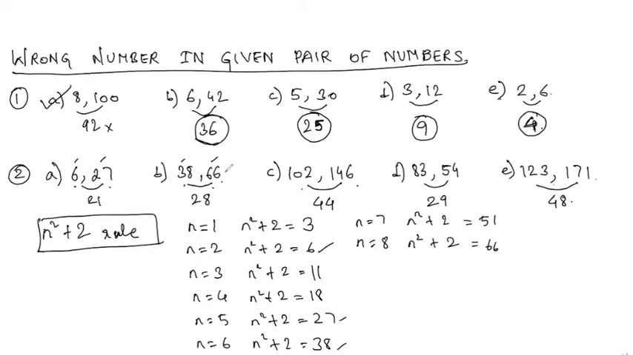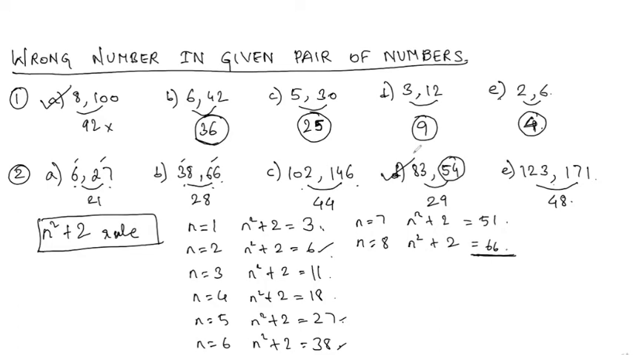Now, you don't have to continue. Look at option D. Here 54 is there. We came up to 66. Until here, did you find 54 anywhere? 3, 6, 11, 18, 27, 38, 51 and then 66. Is the number 54 there anywhere in this series? No, ma'am. So can you tell me which is the wrong pair in the given series? 83 and 54. Yeah, correct.